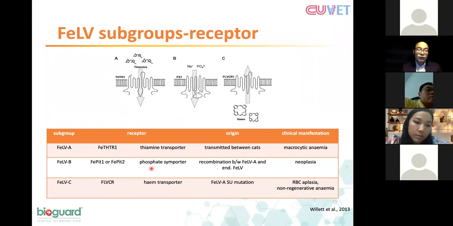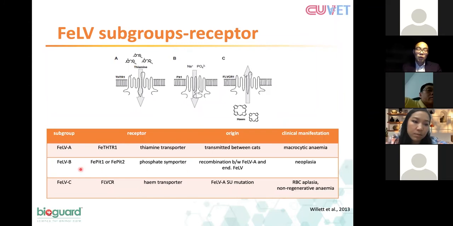FeLV-B arises from the recombination between FeLV-A, the exogenous FeLV that infects the cat, and endogenous FeLV that is already inside the host, inside the cat genome. The result of this recombination event is a switch from thiamine transporter to another receptor, called phosphate importer.